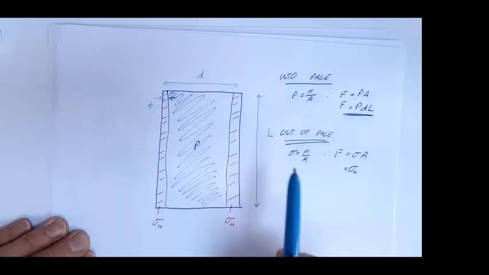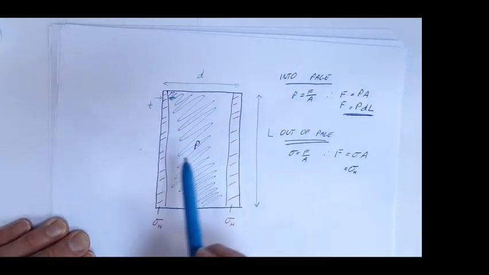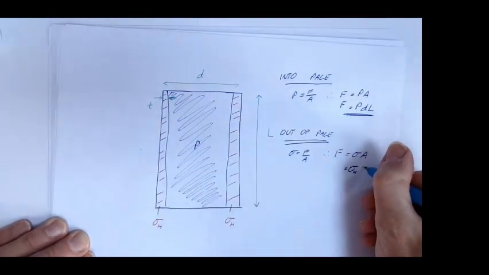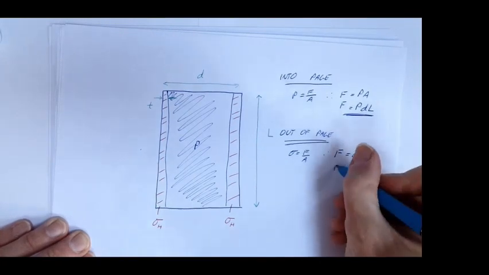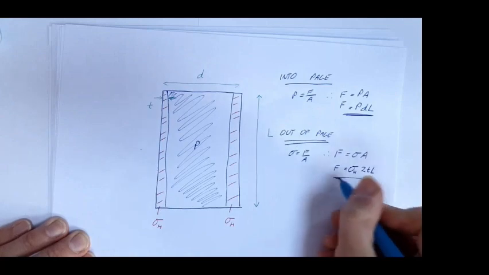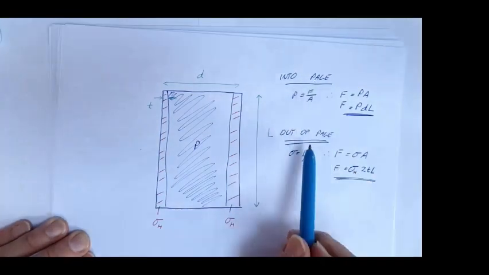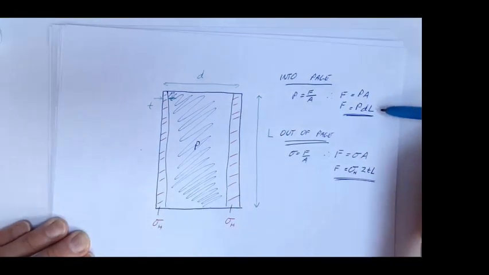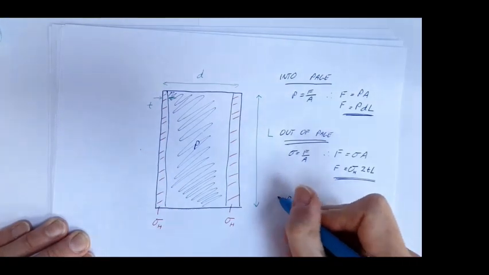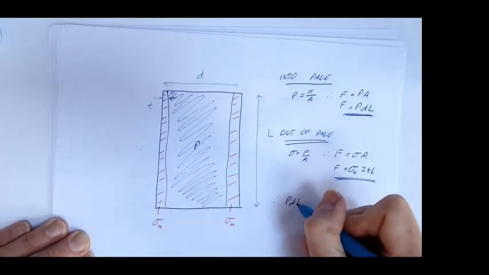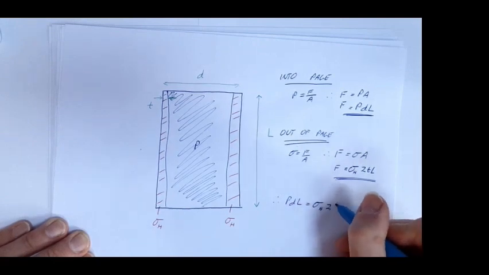and my area, well, it's T times by L, and there's two of those, so it's 2TL. Okay, so if this is in equilibrium, the forces into the page are equal to the forces out of the page, we're simply going to equate that to that. So P, therefore PdL equals sigma h 2TL.